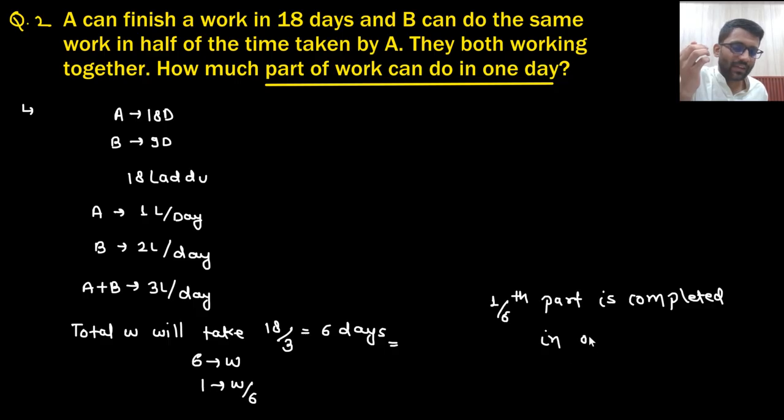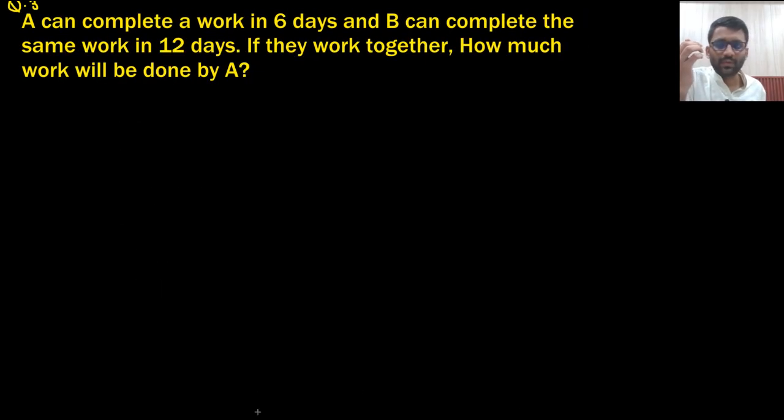Very easy problem. Very easy, right? Let's move to the next one. A can complete a work in 6 days. B can complete the work in 12 days. If they work together, how much work will be done by A?